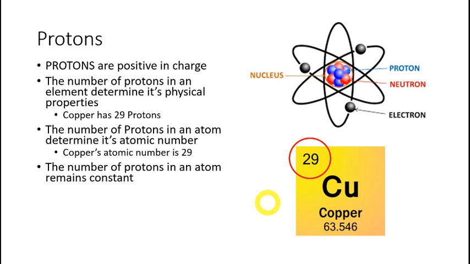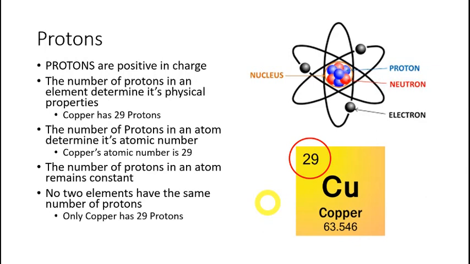And that number remains constant. So that's not going to change. If, like I said, we were able to change that from 29 to 28, we would literally be changing it from copper to some other element. We would have to look on the periodic table to see what element it would change to. But because it has 29 protons, it will be copper. And as long as it's copper, it's going to have 29 protons. No two elements have the same number of protons. I think I've covered that. So 29 protons means copper.